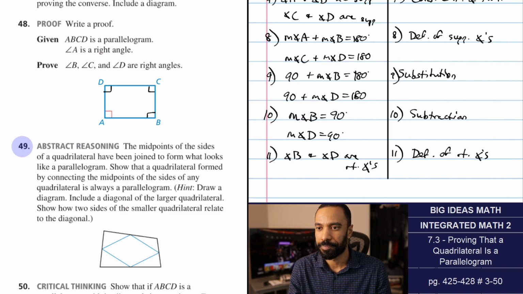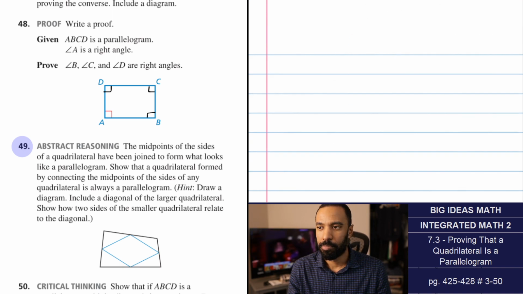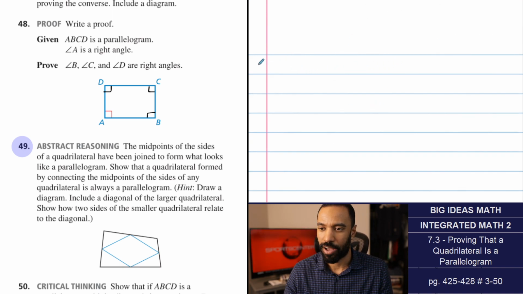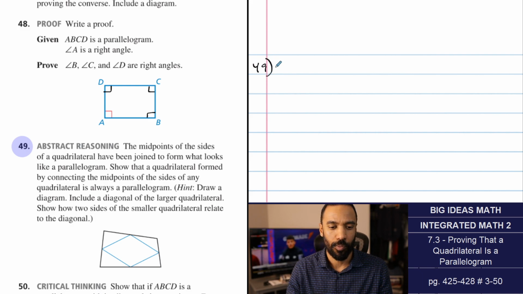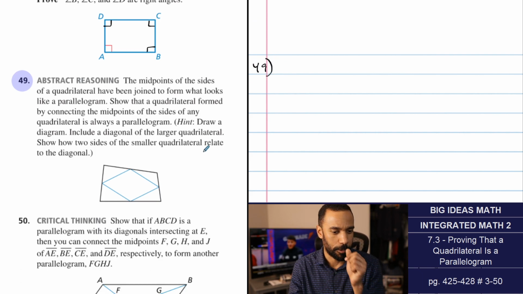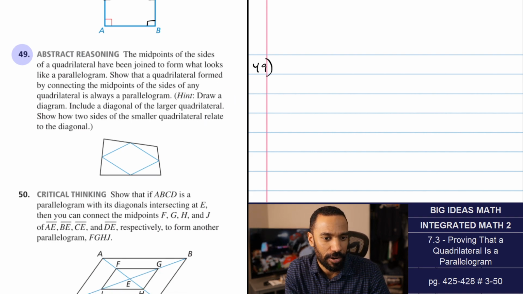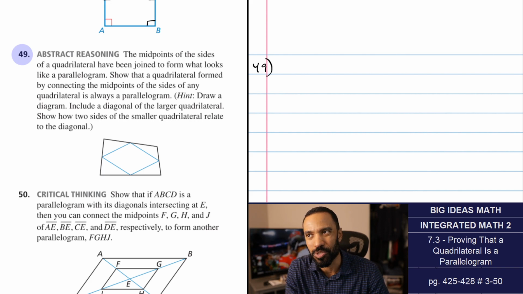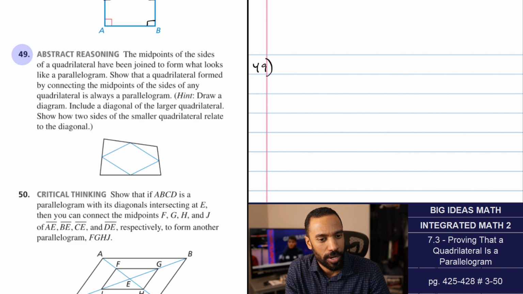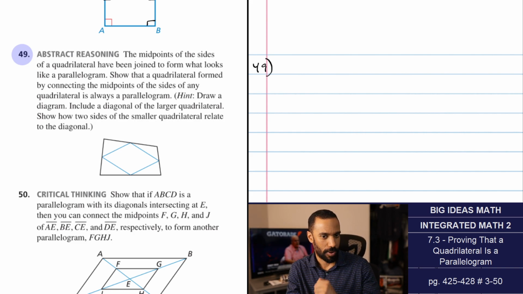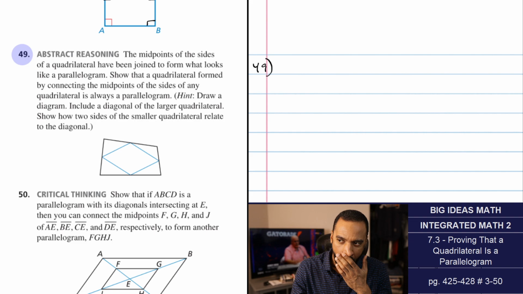Number 49. The midpoints of the sides of a quadrilateral have been joined to form what looks like a parallelogram. Ooh, maybe. Show that the quadrilateral formed by connecting the midpoints of the sides of any quadrilateral is always a parallelogram. I think I did this once way back when. Draw a diagram, include a diagonal of the larger quadrilateral. Show how two sides of the smaller quadrilateral relate to the diagonal.